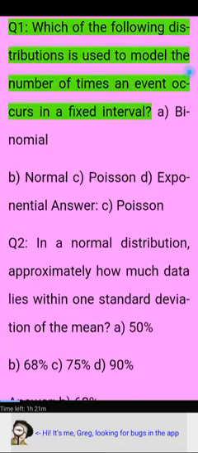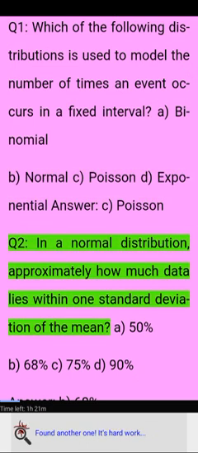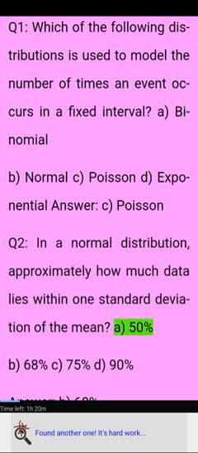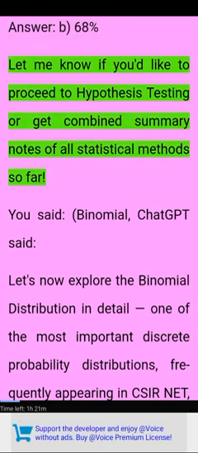MCQs for practice. Q1, which of the following distributions is used to model the number of times an event occurs in a fixed interval? A, Binomial. B, Normal. C, Poisson. D, Exponential. Answer: C, Poisson. Q2, in a normal distribution, approximately how much data lies within one standard deviation of the mean? A, 50%. B, 68%. C, 75%. D, 90%. Answer: B, 68%.